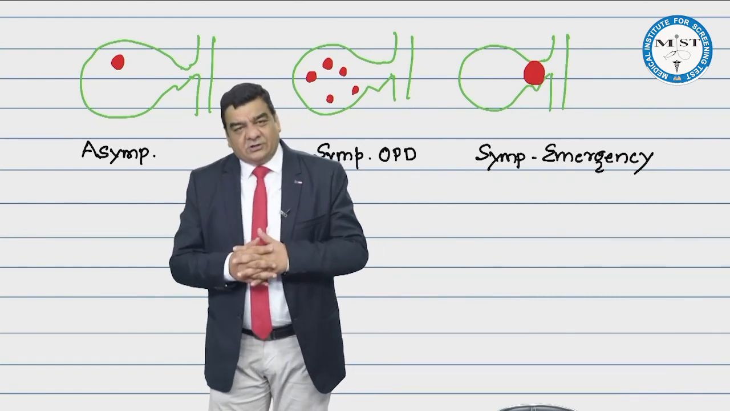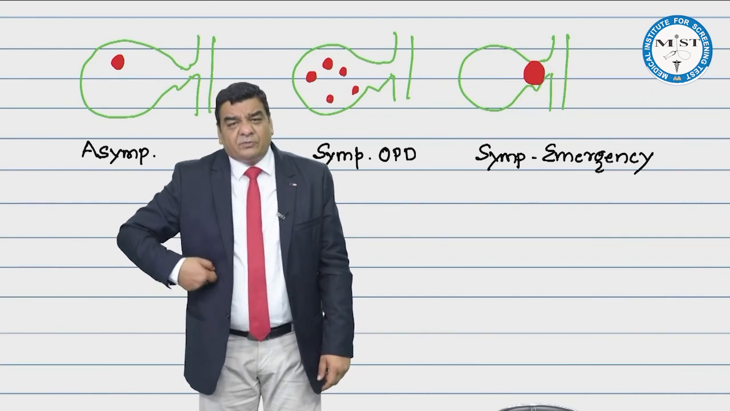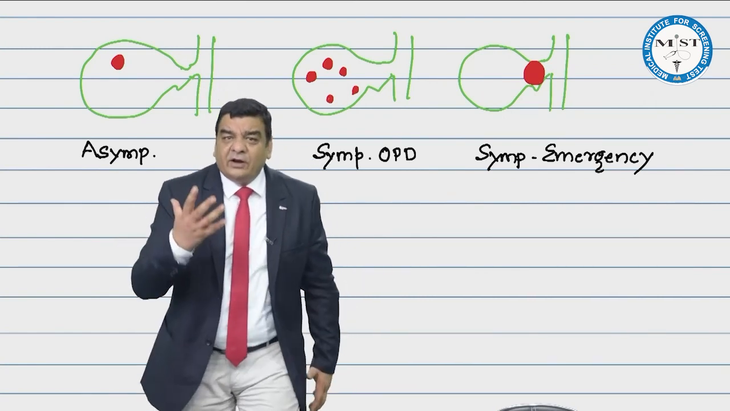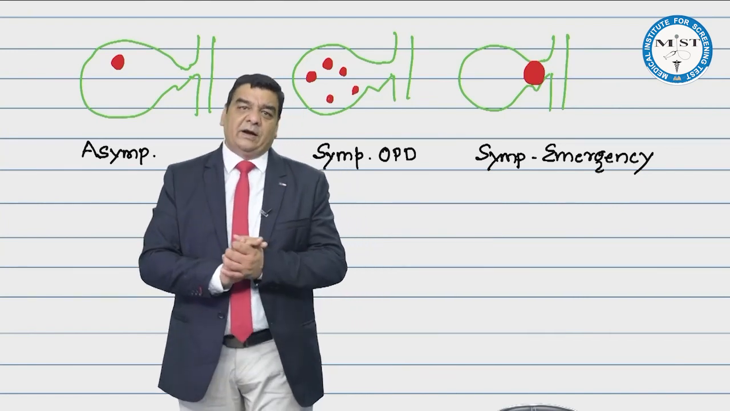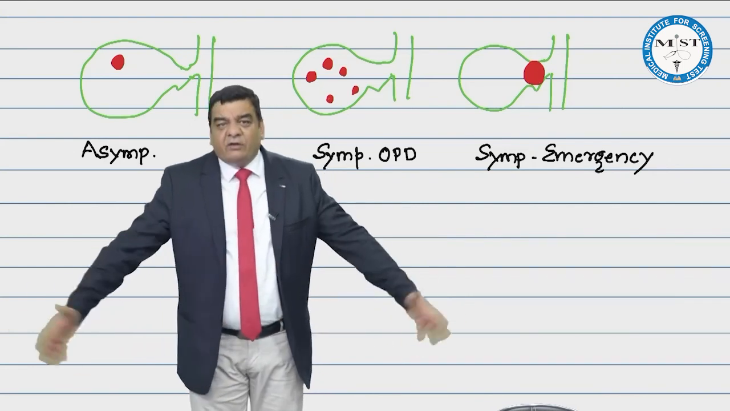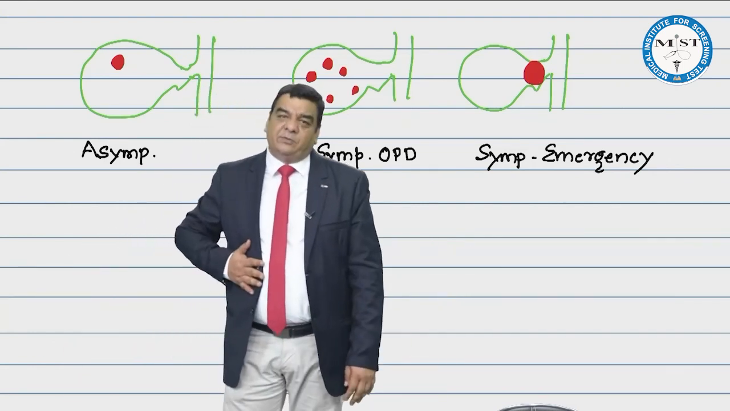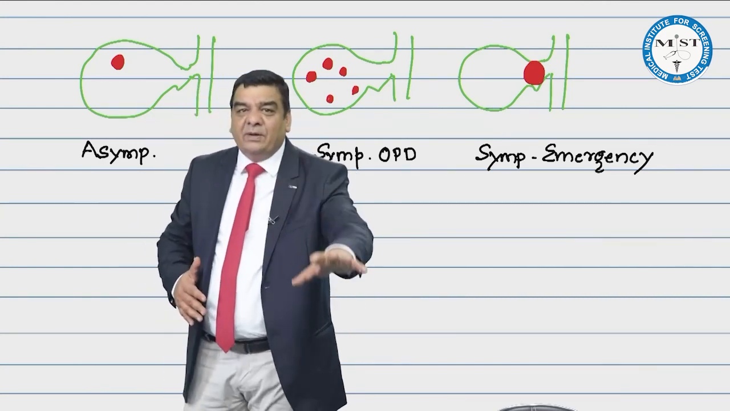In such cases, by chance, when the radiologist keeps the probe in the right hypochondrium, the radiologist may come to know that there are stones inside the gallbladder. But when you ask, the patient does not have any problems in the right upper abdomen. This is what we mean by asymptomatic.